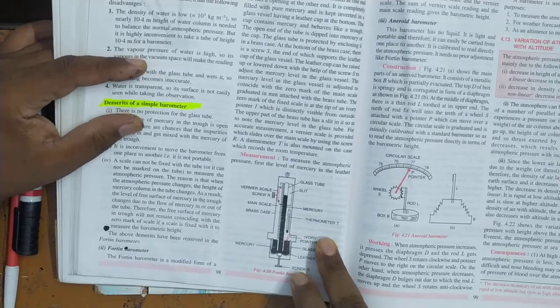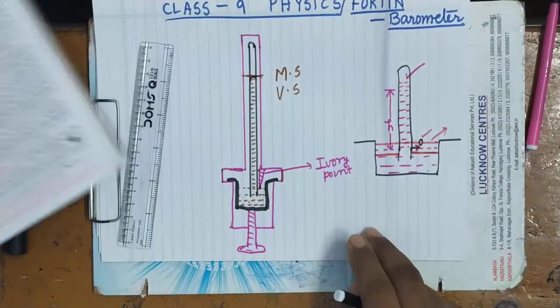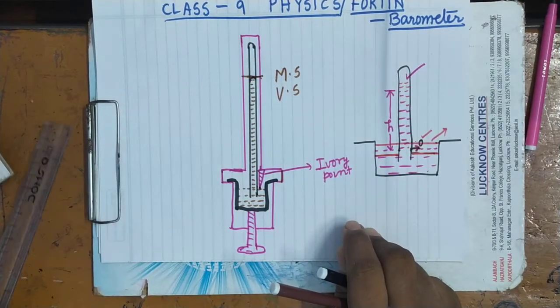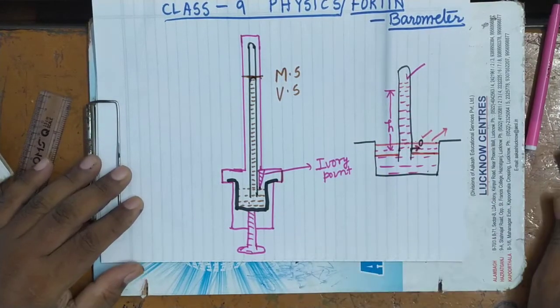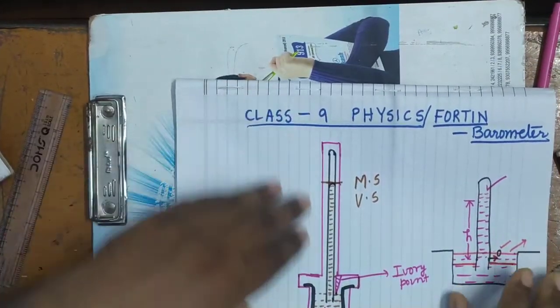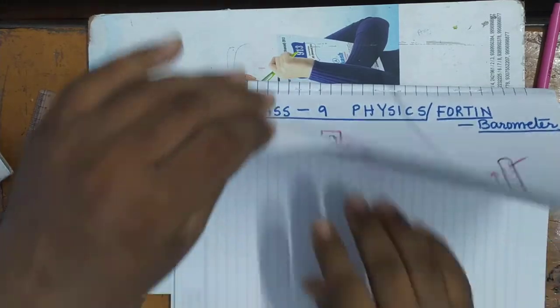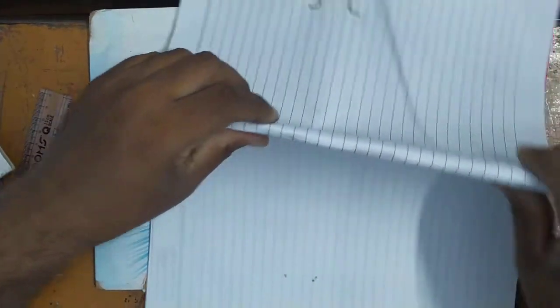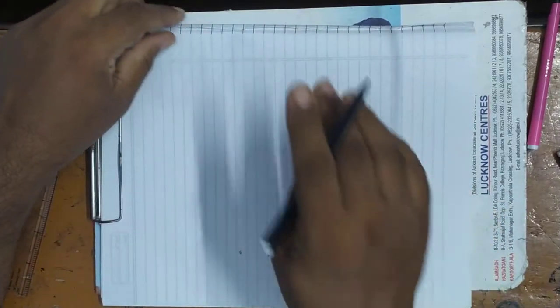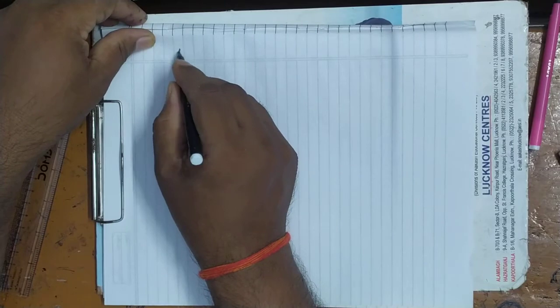It's clear? Now there is an aneroid barometer. From its name, it is clear that there is no mercury. An aneroid barometer is a barometer without using mercury. It is clear, but it is not as sensitive as Fortin's barometer. That's why for laboratory purposes we use only the mercury barometer, that is, Fortin's barometer.